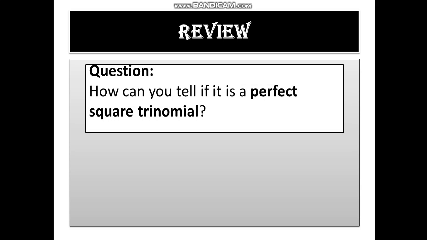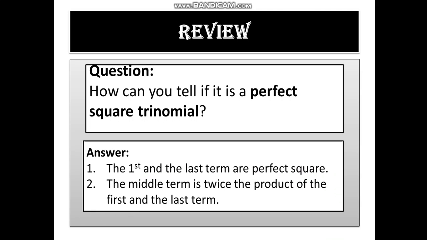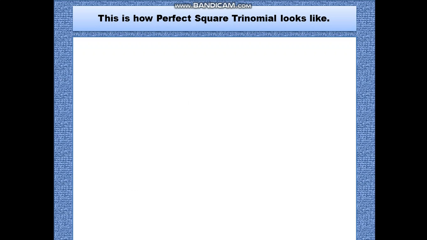How can you tell if it is a perfect square trinomial? The first and the last term are perfect squares. The middle term is twice the product of the first and the last term. You have to remember that always. So this is how a perfect square trinomial looks like.